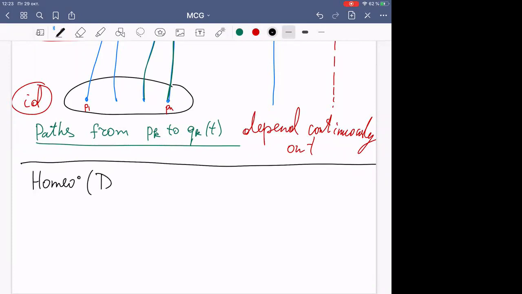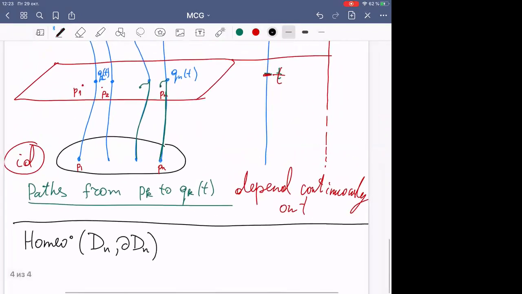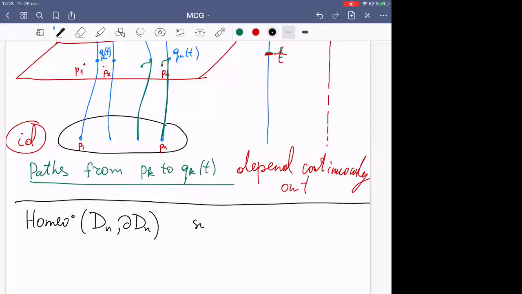of n-punctured disk up to the boundary, and we take the connected component of the identity, then this group is simply connected. First, let us understand why this helps us, and second, I will explain why this is true.